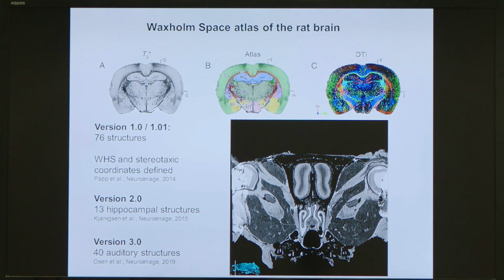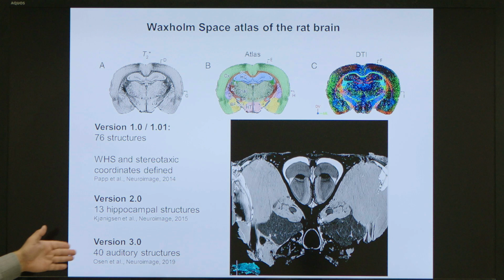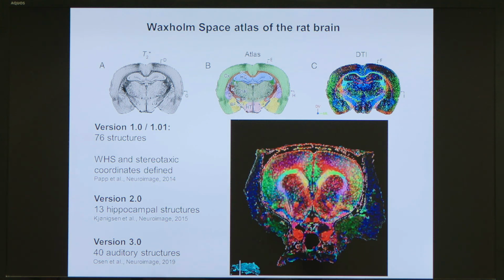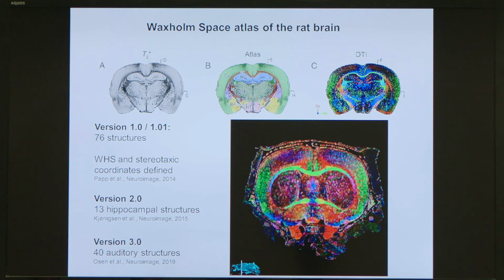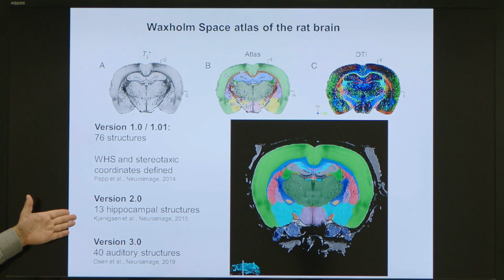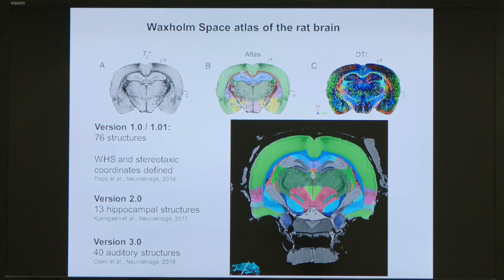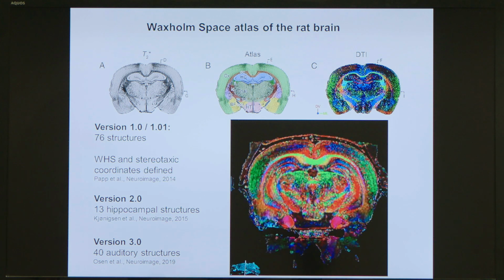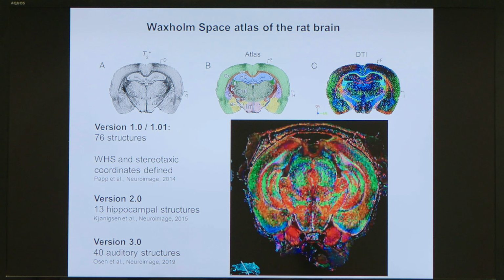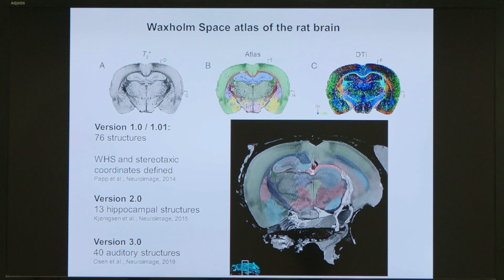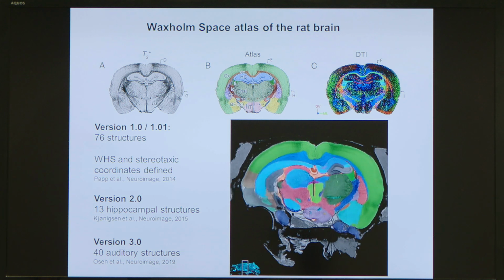And at the moment, there is the latest version, so we have a general version of the atlas taking the main brain regions, two more iterations of it, adding hippocampal structures, and lately now this year, auditory structures that have been interpreted on the basis of the MRI and DTI images that you see here, together with explanations and criteria on how these boundaries were identified.